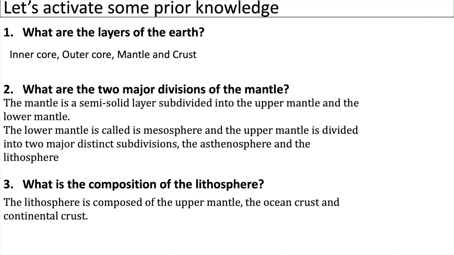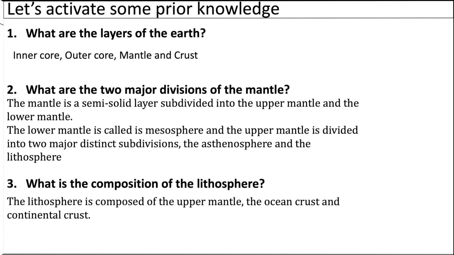The lower mantle is called the mesosphere, and the upper mantle is divided into two major distinct subdivisions, the asthenosphere and the lithosphere. What is the composition of the lithosphere? The lithosphere is composed of the upper mantle, the ocean crust, and the continental crust.